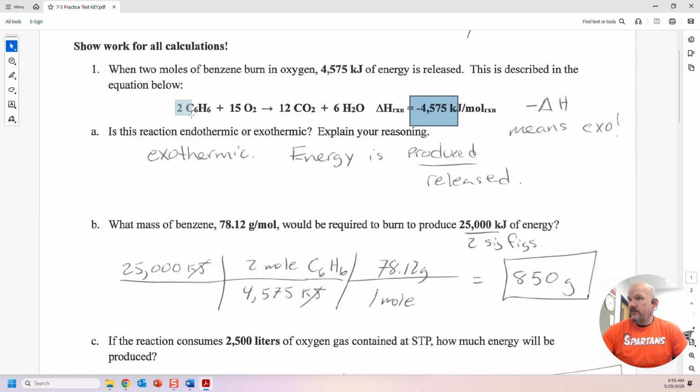It only takes 2 moles of benzene to produce that much energy, but it takes 15 moles of oxygen to produce that much energy. So here we're going to use the delta H of the reaction, but it's going to go on top, and 15 moles of oxygen is going to go on the bottom. So we're going to use that ratio to go from moles of oxygen to total energy produced.